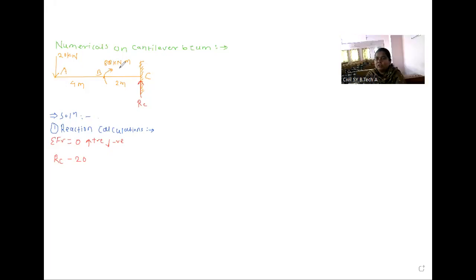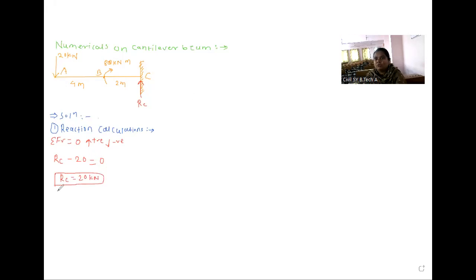This 80 kilonewton meter is a moment couple. We will not consider it in summation FV, which is equal to zero. Therefore, RC is equal to 20 kilonewton. After that, we have to apply the second equation.